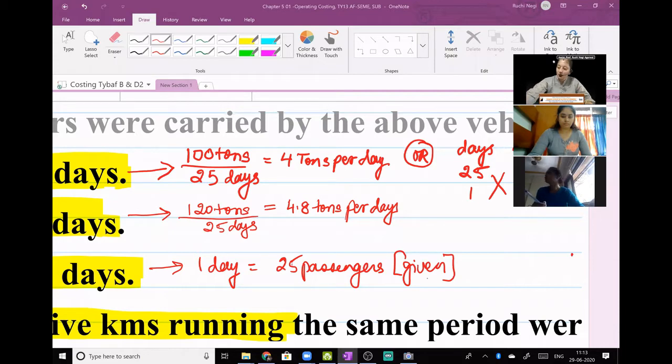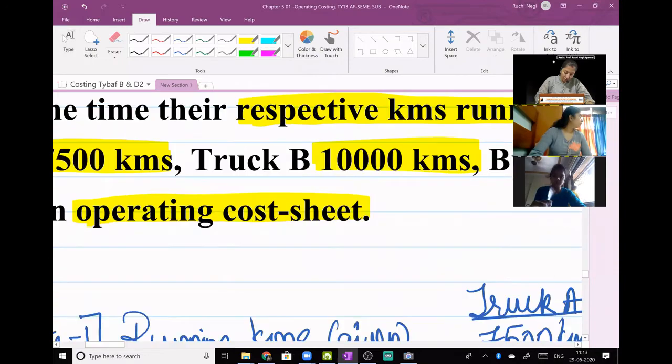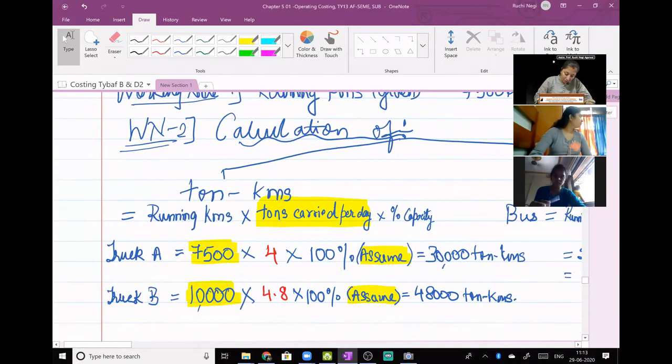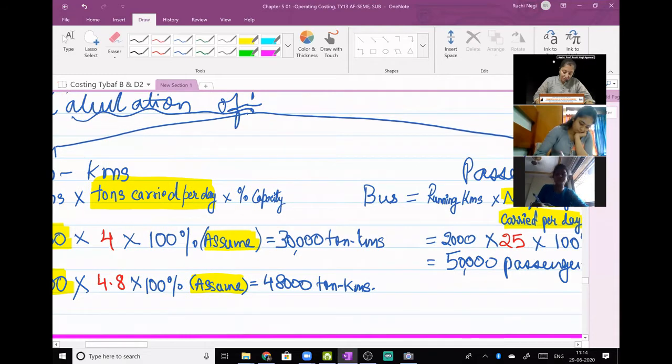Next, now substitute this value here in your formula, calculation of ton kilometers. 7,500 into 4 into 100%, 30,000 ton kilometers. Then for B, you calculate 10,000 into 4.8 into 100%, 48,000 ton kilometers.